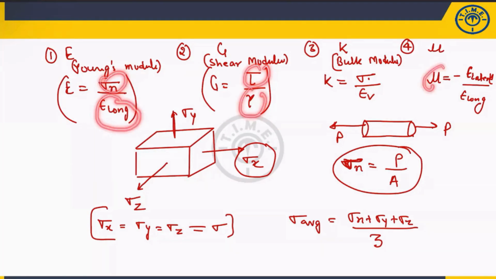Then the next one is Poisson's ratio. This is lateral to the longitudinal. I hope these things you already know. These are very basic things. I hope you attended my live classes also. Is it clear now?